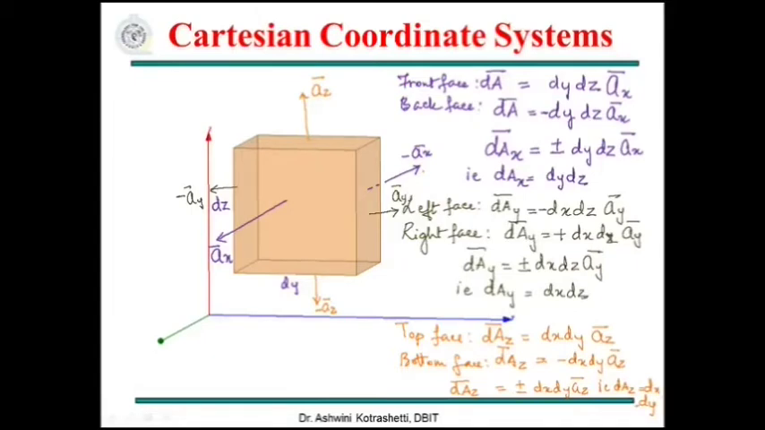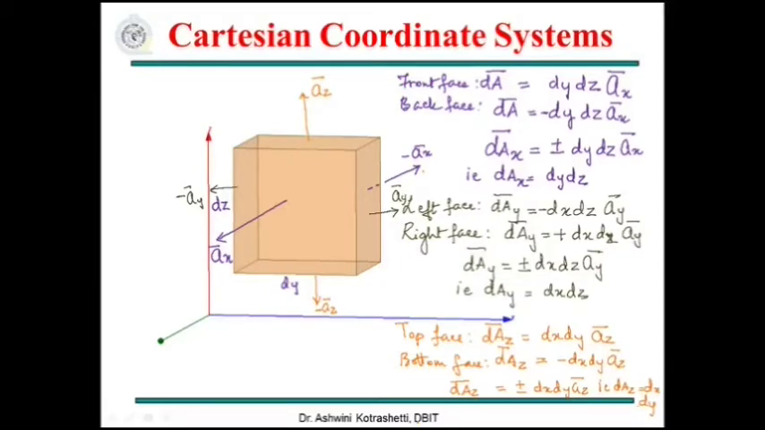That's the magnitude. Now, another way of looking at these areas is that when you say dAx, it means it's the area of a plane where x is constant. And when you say dAy, you mean that it's the area of a plane where y is constant. Likewise, dAz is the area of the plane where z is constant.